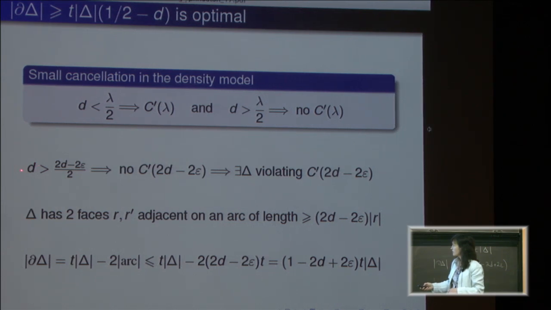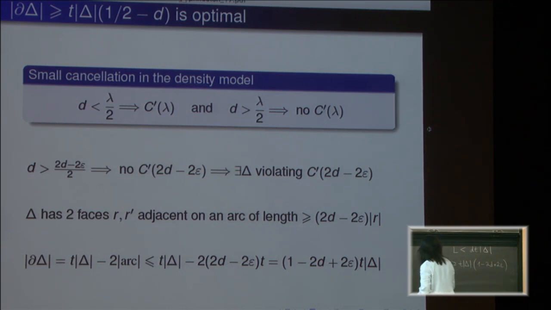So take our d strictly greater than this number. You see, this is just trivial, right? I put a 2 everywhere. So d is bigger than d minus epsilon. Epsilon is some positive thing. Okay. So I use this formula, so my lambda is 2d minus 2 epsilon. So by this argument we had, I don't have small cancellation with this constant.